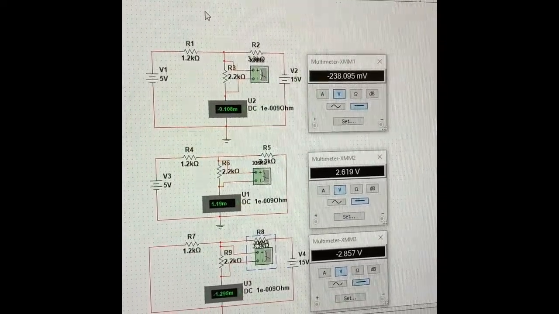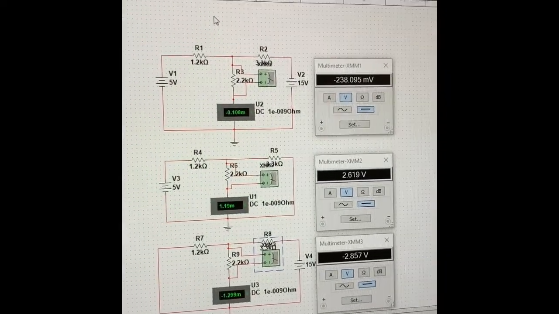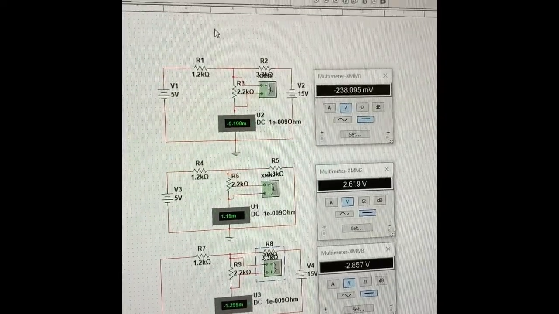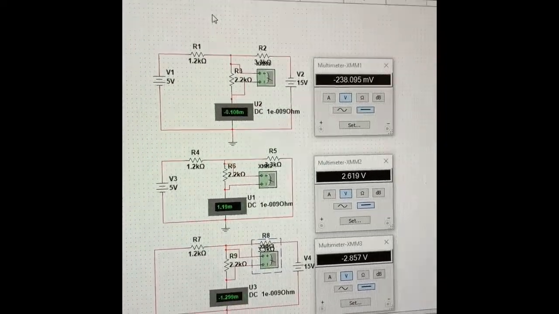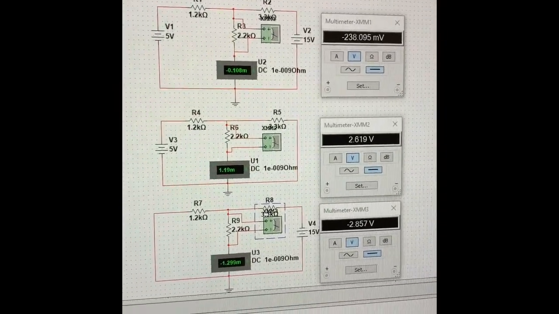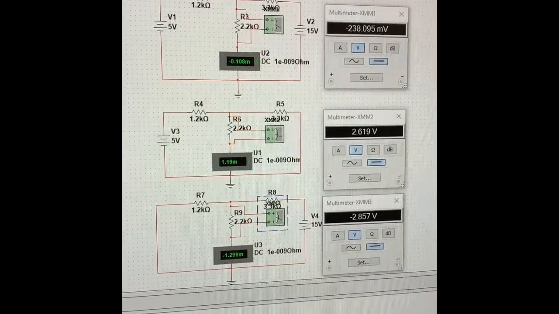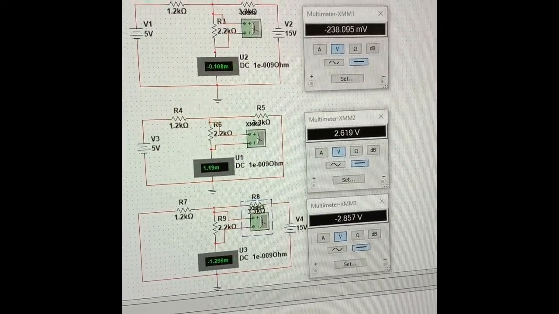So in Multisim, we've constructed the 3 circuits, one with both sources, one with the 5-volt source, and one with the 15-volt. We've placed the multimeters and ammeters in the circuit to measure each, and we can see here that on the top one, with both sources on, we get a reading of negative 238 millivolts and negative 1.08 milliamps.